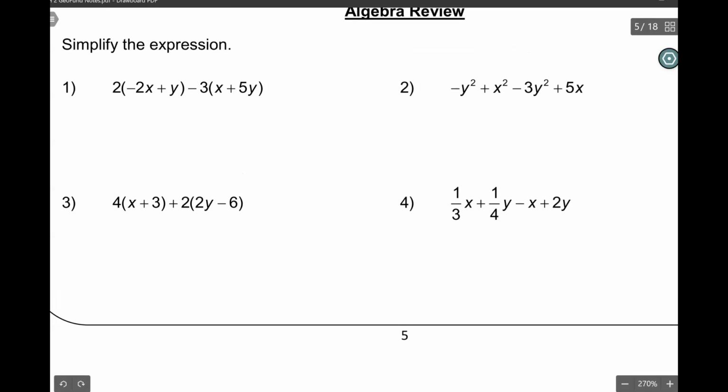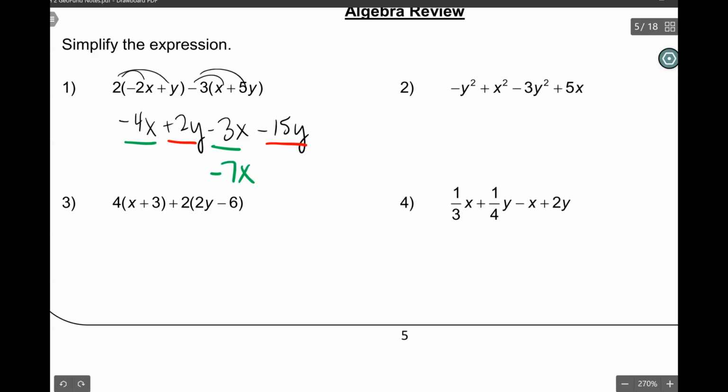All right, a little bit of algebra review. So the first thing you need to do is distribute. Distribute this out. 2 times negative 2x, so negative 4x, plus 2y, negative 3 times x is negative 3x. And don't forget negative 3 times 5y is negative 15y. So if I combine like terms, I have negative 4x minus 3x, so it's negative 7x. And then if I have plus 2y minus 15y, that's negative 13y.